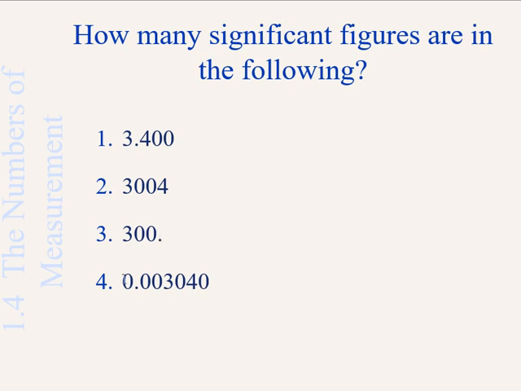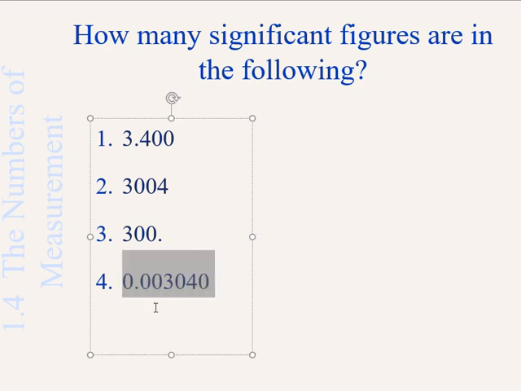Finally here, how many significant figures? That's right, these last 4 digits, while this 0 as well as these 2 zeros are just leading placeholder zeros and they are not significant.